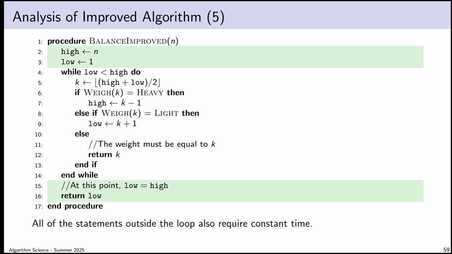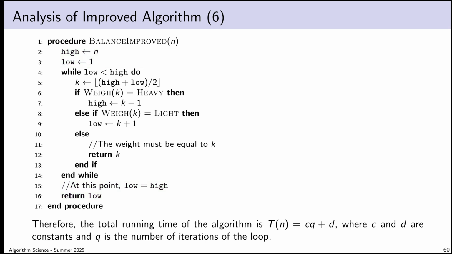Everything inside the loop requires constant time. Everything outside the loop, so besides the loop itself, also requires constant time, so setting my bounds and then returning something at the end. Really what that's telling me is that the running time is this. It's some function t, which is a constant times q plus d, where c is the number of operations required by the loop body, d is the number of operations required outside of the loop, and q is the number of iterations.